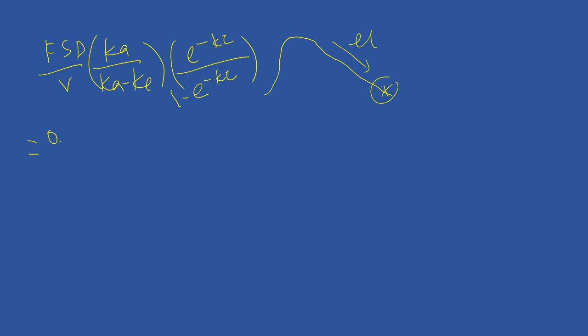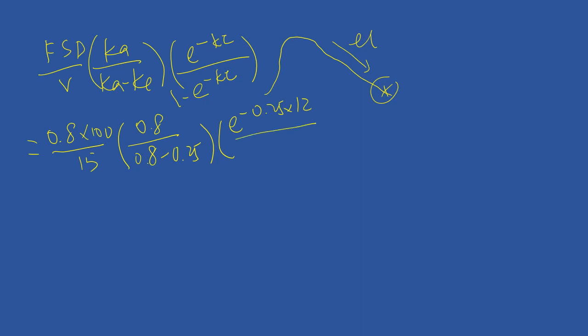That will be 0.8 multiplied by 100 divided by 15, 0.8 minus 0.25, e power negative 0.25 multiplied by 12. That is the trough time point. Over 1 minus e power negative 0.25 multiplied by 12. By solving this, your answer will be 0.4 mg per liter.